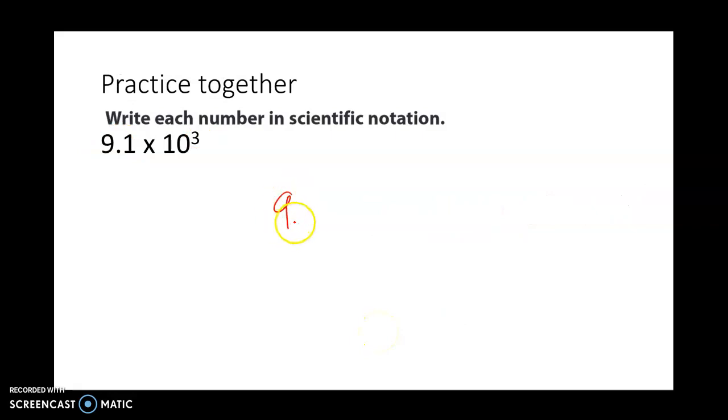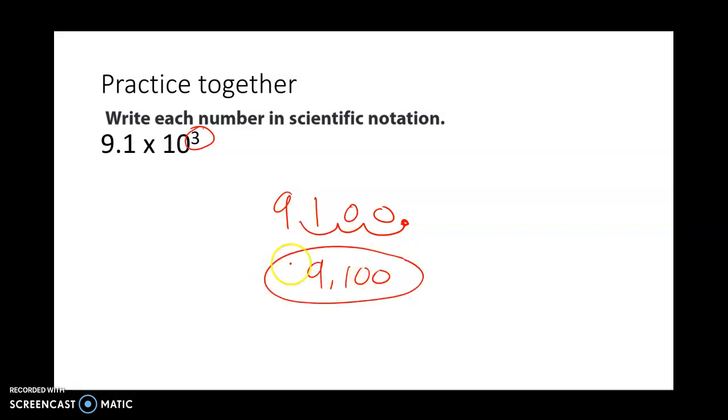Again, here we got 9.1 times 10 to the third. So how many times am I going to move it? 3 times. 1, 2, 3. New decimal, fill in with zeros. The other decimal is gone. So now it's 9,100. Final answer.